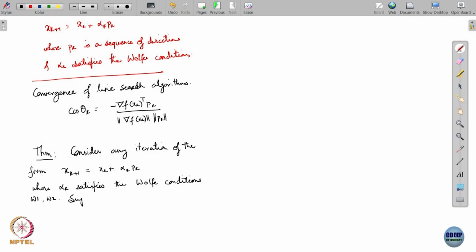Now, suppose f is bounded below. Bounded below means the infimum of f over R^n is greater than minus infinity, and f is continuously differentiable.